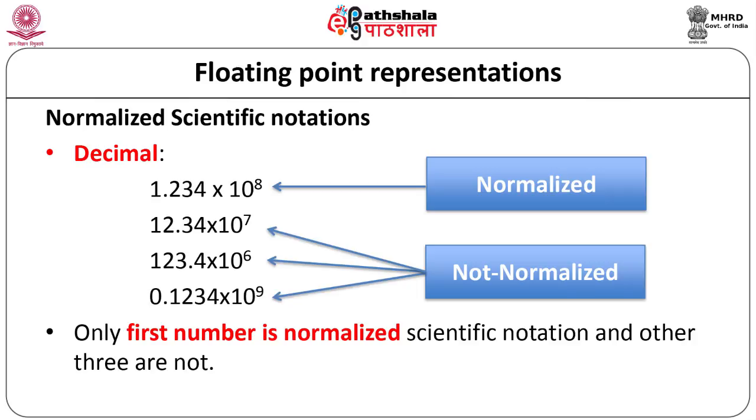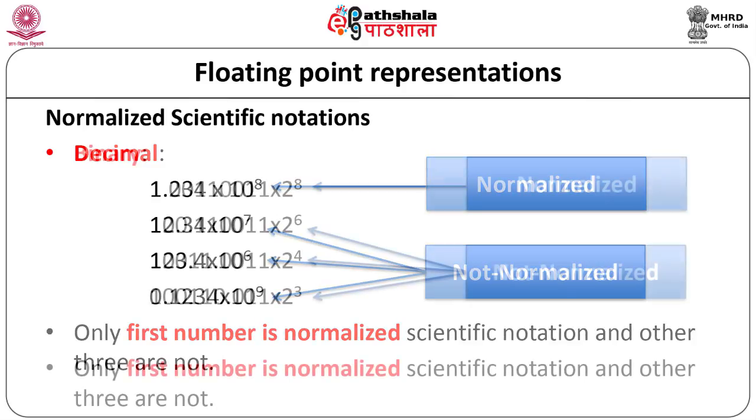A number in scientific notation that has no leading zeros is called a normalized number, which is normally used for computer arithmetic. For example, 1.234 times 10 raised to 8, 12.34 times 10 raised to 7, 123.4 times 10 raised to 6, 0.1234 times 10 raised to 9. Out of these 4 examples of scientific notations, only the first number is in normalized notation and the other three are not.